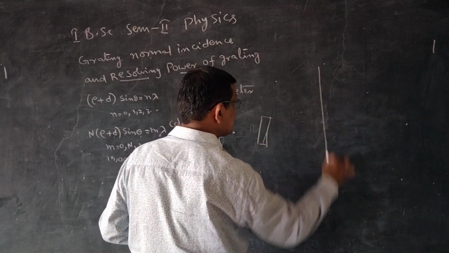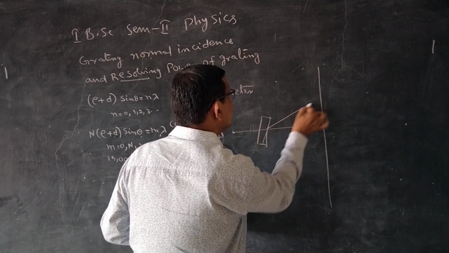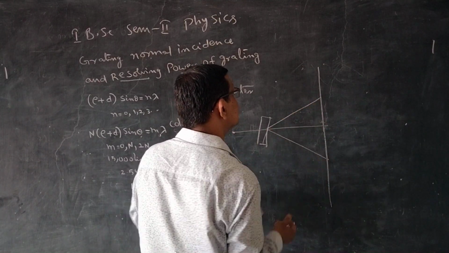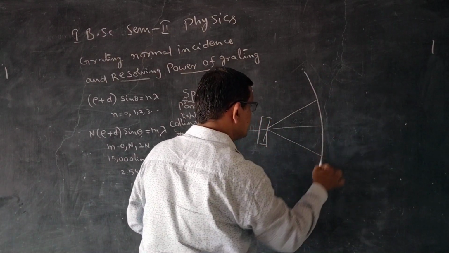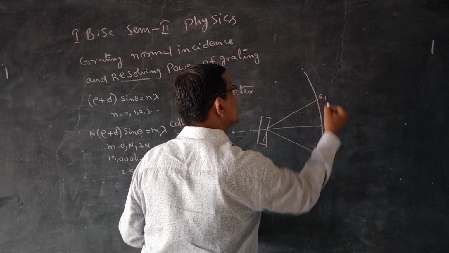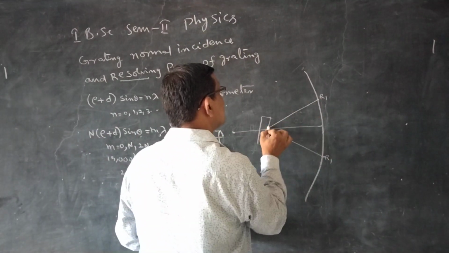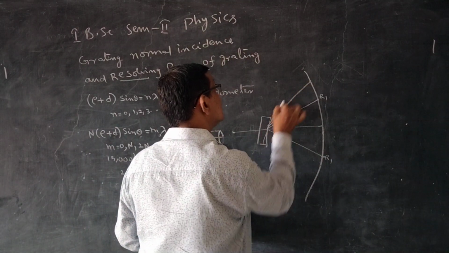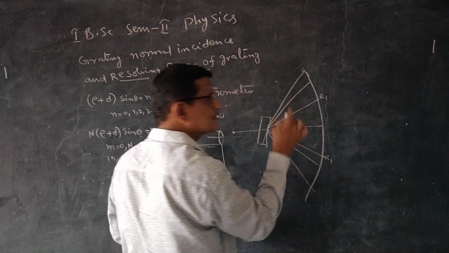Suppose this is the screen here. Then on the screen we can observe different patterns like this. This is not a straight line. Take this here, let it be the first order spectrum R1. Here also again first order spectrum, again second order spectrum, again third order spectrum. By using a grating, we can find different order spectra.